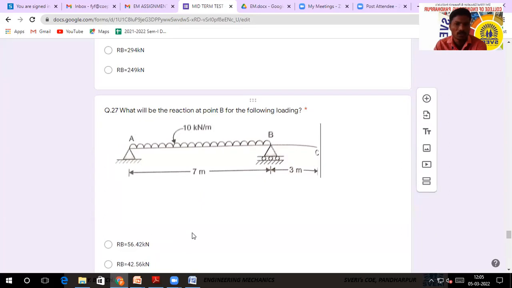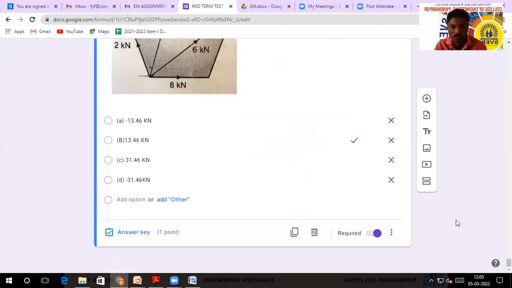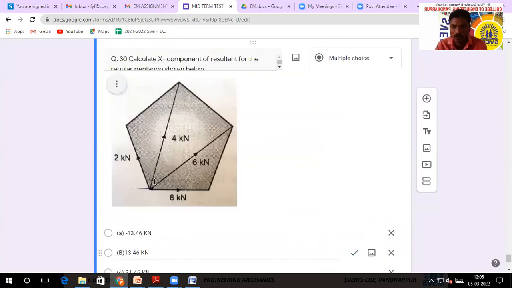हा बोला कोण आहे? 30चा आन्सर किती होता? सेकंड येते सेकंड. 13.46. याचं काय करायचं होतं, आता बऱ्याच जणांना माहित नसलं तर क्वेश्चन सांगतो. पेंटॅगॉन आहे. रेग्युलर पेंटॅगॉनचा इंटरनल अँगल आपण कॅल्क्युलेट केला होता, आठवतंय कोणाला? 108. येस सर 108 सांगतो थोडक्यात. आणि आपल्याला काय विचारलंय, कॅल्क्युलेट द एक्स कंपोनंट ऑफ रिझल्टंट.